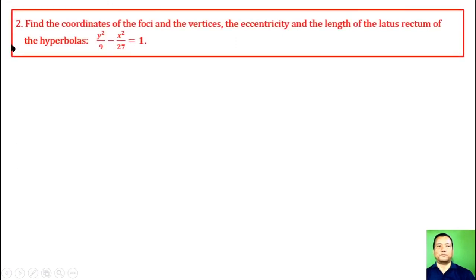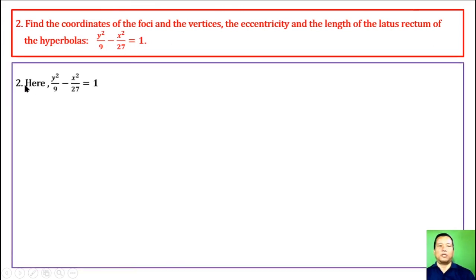Question 2. Find the coordinates of the foci and the vertices, the eccentricity and the length of the latus rectum of the hyperbola y square by 9 minus x square by 27 equal to 1. The equation of the hyperbola is this. Comparing this with the standard equation, we get a square is 9, b square is 27. Therefore, a is 3, b is 3 root 3.